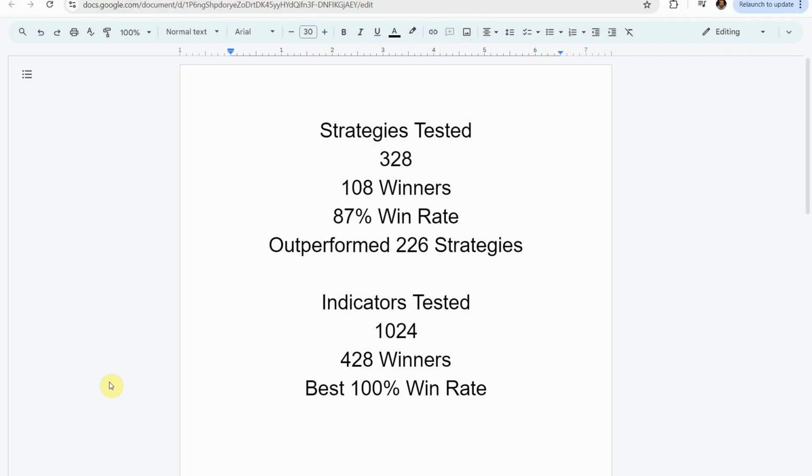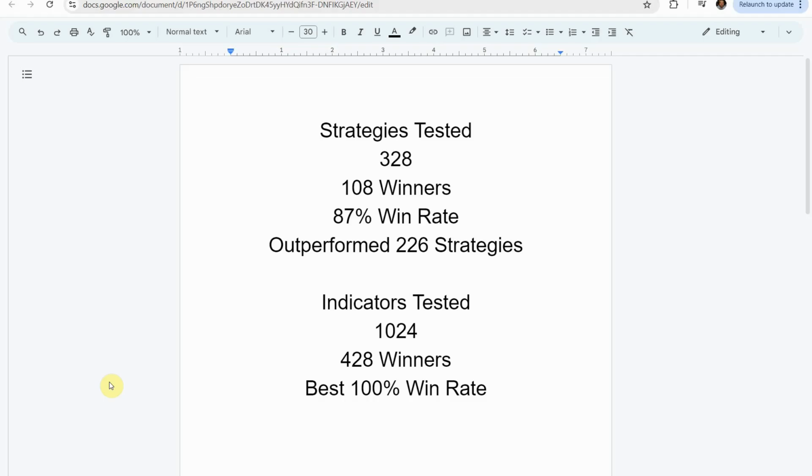Alright, as I said, today we will be testing a 15-minute crypto scalping strategy. Before we do though, I wanted to put the testing scoreboard up for everyone to see. So to date, we have tested a total of 328 different strategies, with 108 of them being winners. The best one so far was able to achieve an 87% win rate. That was achieved using the Academy of Forex indicator.